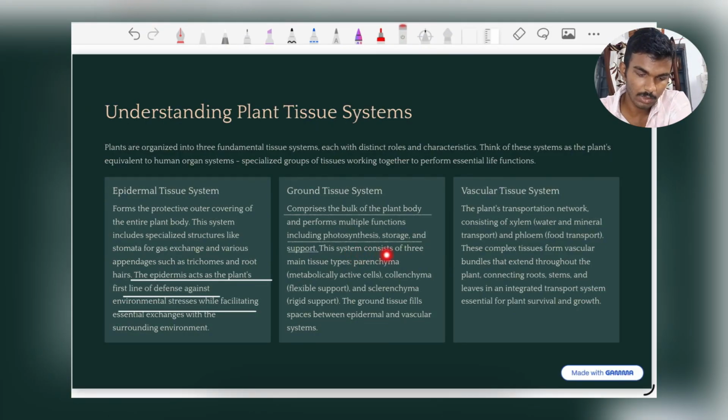This system consists of three main types: parenchyma, metabolically active cells; collenchyma, flexible support; and sclerenchyma, rigid support. The ground tissue fills spaces between the epidermal and vascular systems. The vascular tissue system is the plant's transportation network, consisting of xylem, for water and mineral transport, and phloem, for food transport. These complex tissues form vascular bundles that extend throughout the plant, connecting roots, stems, and leaves in an integrated transport system essential for plant survival and growth.